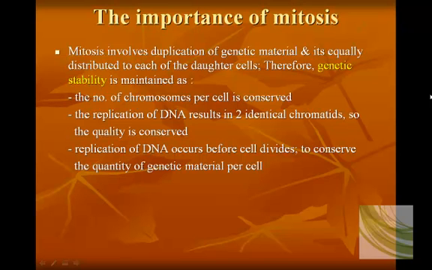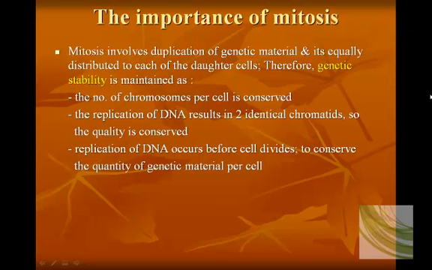Next, we are seeing the meaning of mitosis in maintaining genetic stability. We saw in the beginning that the daughter cells produced in the mitosis process are genetically identical to the parent cell. This is achieved because mitosis involves duplication of genetic material that is equally distributed to each of the daughter cells. Therefore, genetic stability is maintained as the number of chromosomes per cell is conserved, and the replication of the DNA results in two identical chromatids, so the quality is conserved.